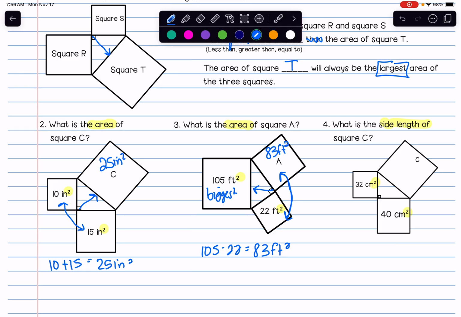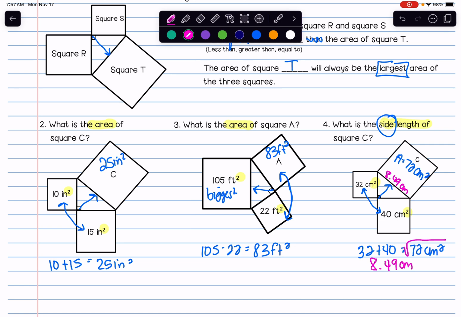Now, this one, I'm looking for the biggest one, so I'm going to add these two. But this is the one where we have to do that extra step because they don't want the area. When I do 32 plus 40 and add the areas together, I'm getting an area of 72 centimeters squared. But it says it wants the side length. So if the area is 72 centimeters squared, to find the side length, I'm going to have to take the square root of that 72 centimeters squared, which gives me 8.49 centimeters. So I know the side length is 8.49 centimeters.